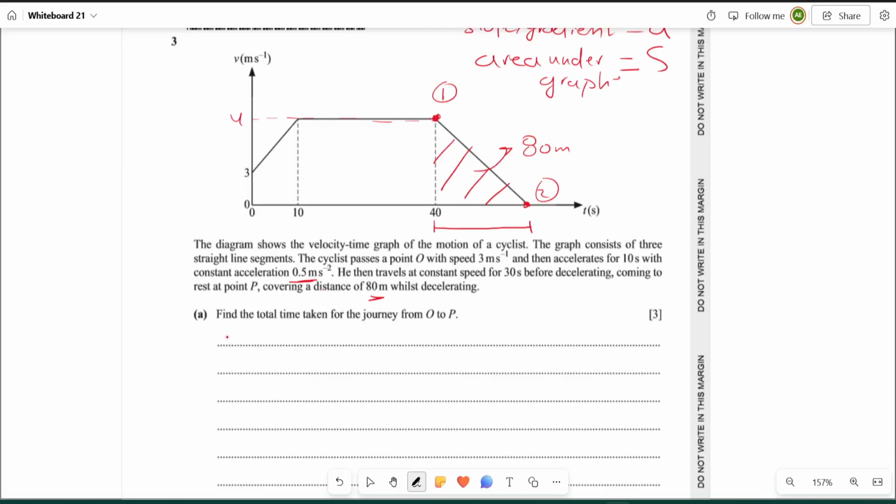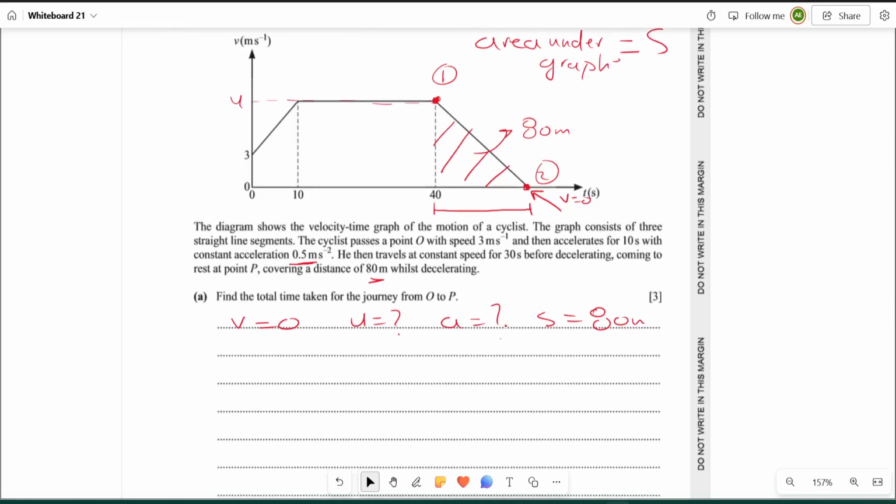I also know another piece of information, that at the end, the final velocity is 0. So let's write them down. Final velocity v is 0. u, I don't know. Acceleration also, I don't know. And I know s is 80 meters. If I get u, this is enough for me to solve, because whenever I know 3 things in kinematics, I can use the SUVAT equations.